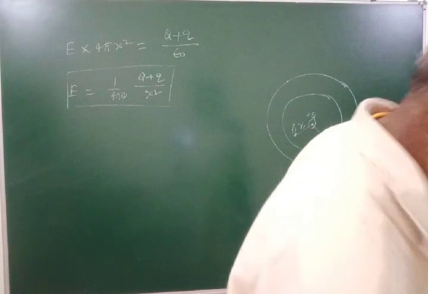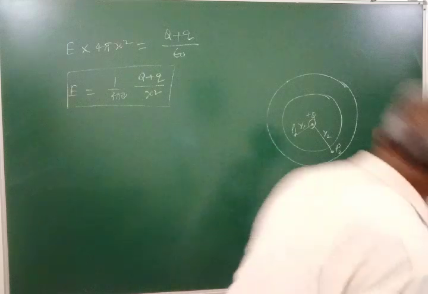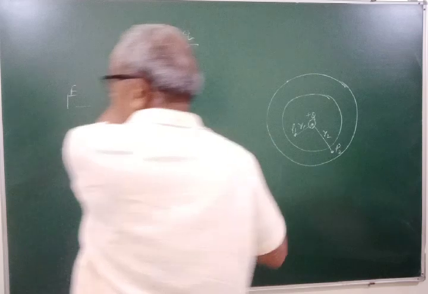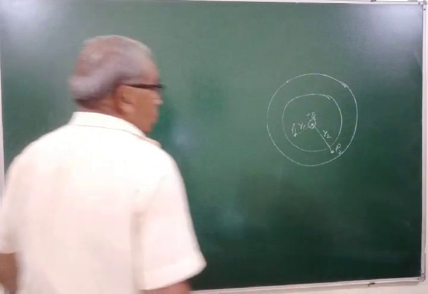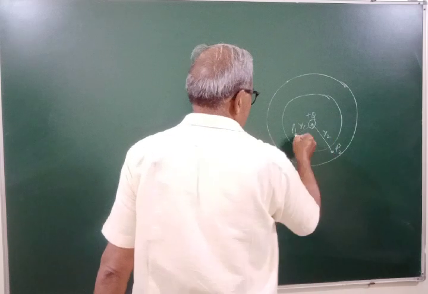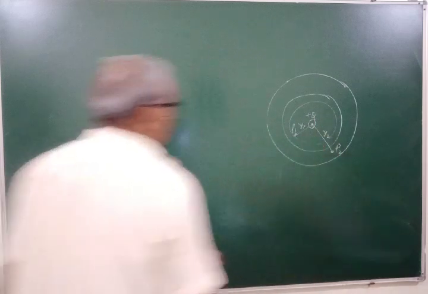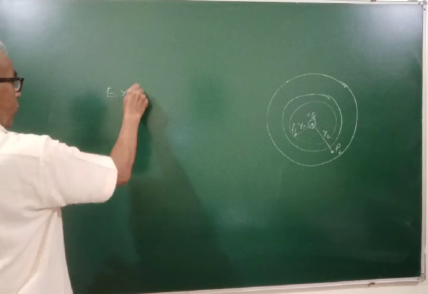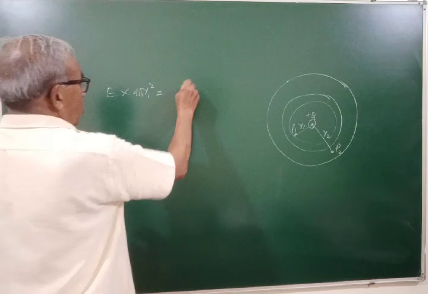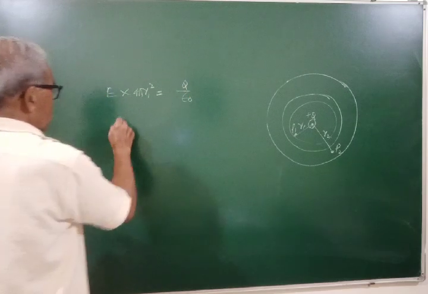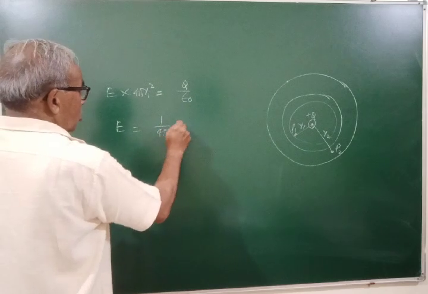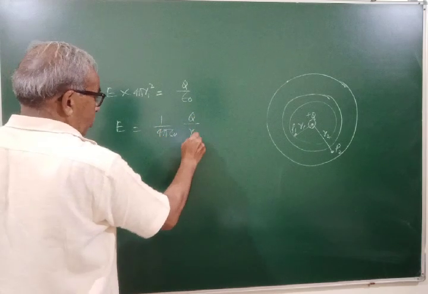Actually, the small sphere has a radius negligibly small. So at point P1, so simple. If we consider a Gaussian surface here, then E into 4 pi R1 square is equal to q upon epsilon 0. So E is equal to 1 upon 4 pi epsilon 0 into q upon R1 square.